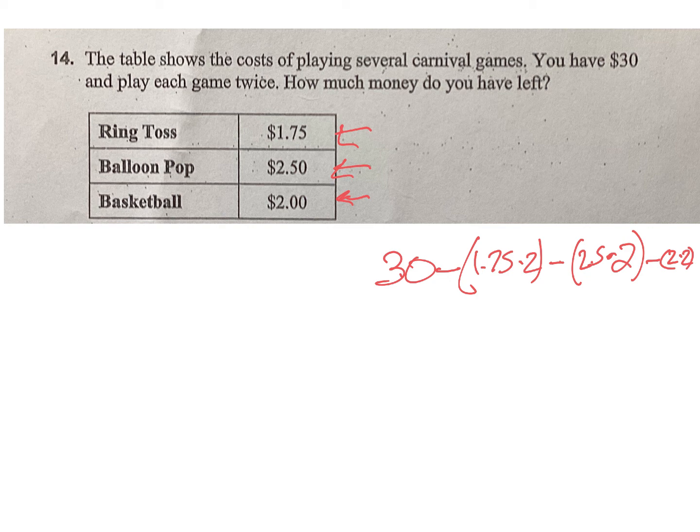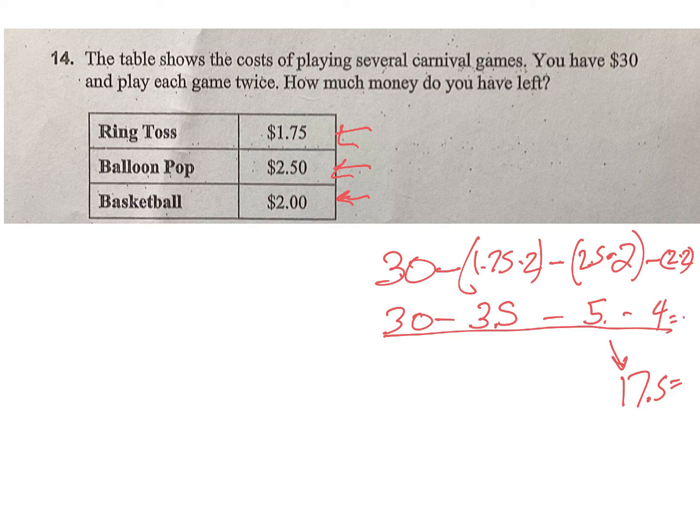So I have to do my parentheses first. 1.75 times 2, that's $3.50. 2.50 times 2 is $5. And 2 times 2 is 4. So now you have 30 minus 3.5 for the ring toss, minus $5 for the balloon pop, and minus 4 for the basketball, and it leaves you with 17.5. So all of this leaves you with 17.5, and this is going to be your remaining. So 17.5 equals your remaining money.